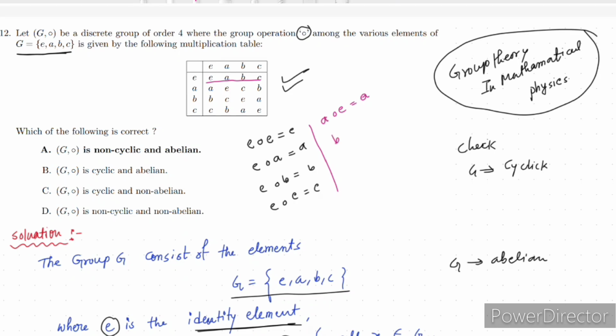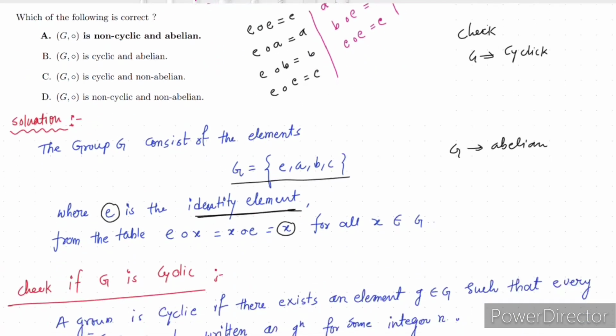B multiplied with E we get B. C multiplied with E we get C. So that's why we mention here that E multiplied with X or X multiplied with E always gives X, for all X belonging to this group.